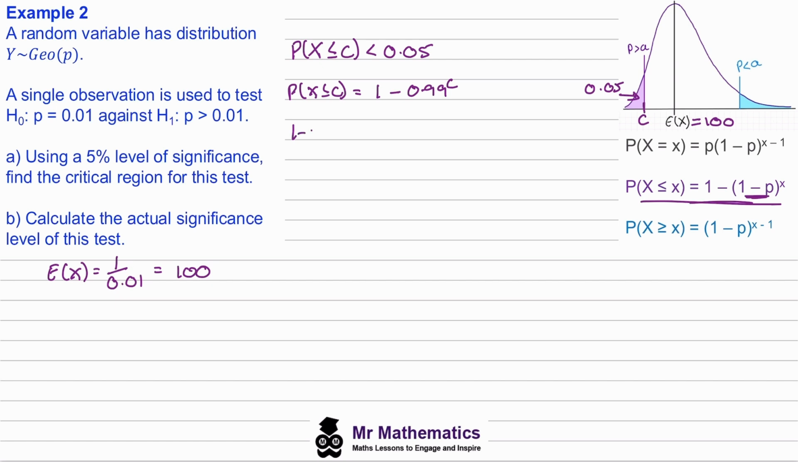So 1 minus 0.99 to the power of c must be less than 0.05. And then we can move this to the right-hand side and the 0.05 to the left-hand side. So we've got 0.95 must be less than 0.99 to the power of c. And to work out c, we can take the natural log of both sides.